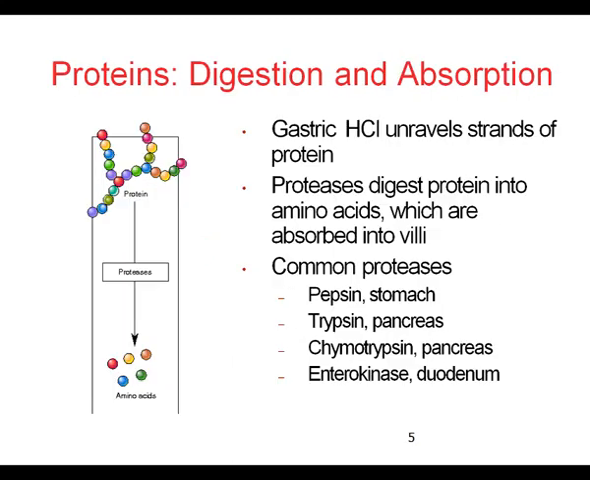Protein digestion. Gastric hydrochloric acid unravels the protein, and proteases digest protein into amino acids, which are absorbed into the villi. So these are just enzymes that are secreted in the stomach, but also in the small intestine, these proteases. And they break down the protein into its component amino acids. I'm not going to hold you responsible for the different kinds. Pepsin is a protease that's released in the stomach. You do need to know that one.